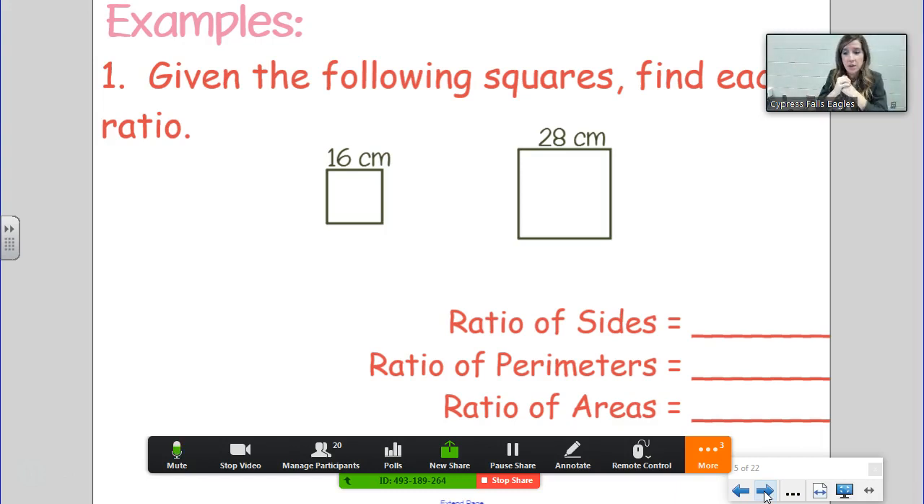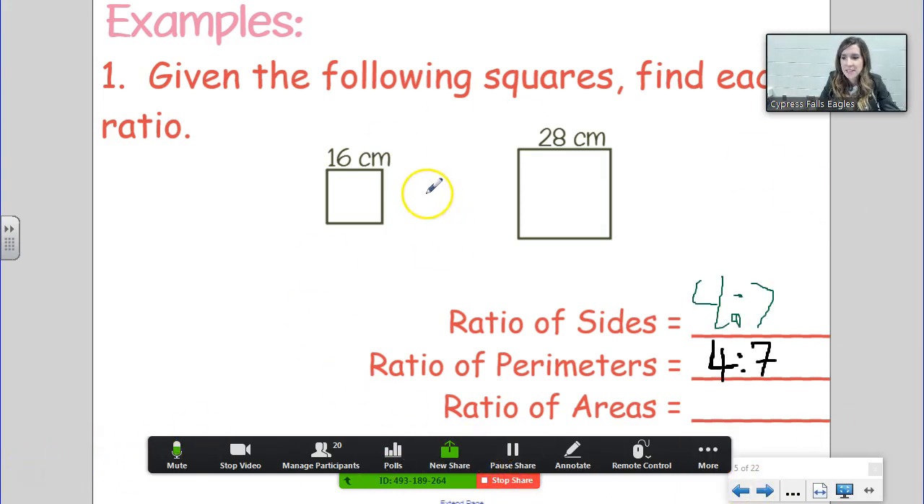I want you to write down in your notes the ratio of the sides reduced, the ratio of the perimeters reduced, and then the ratio of the areas reduced. This is what we're studying, and then we're going to come up with some conclusions. So go ahead and write those in your notes right now.